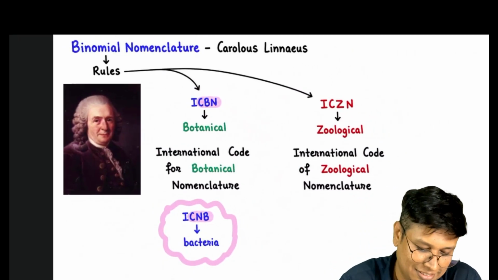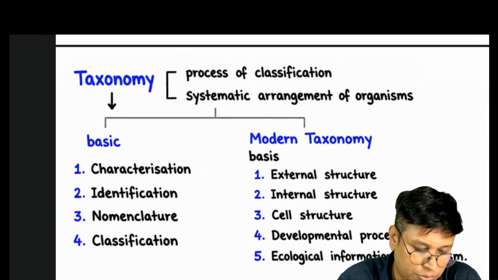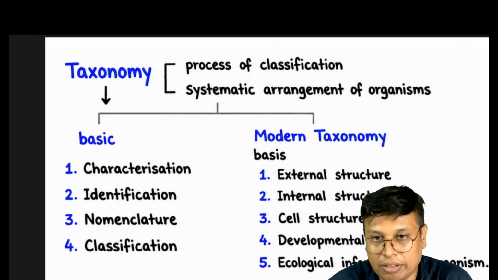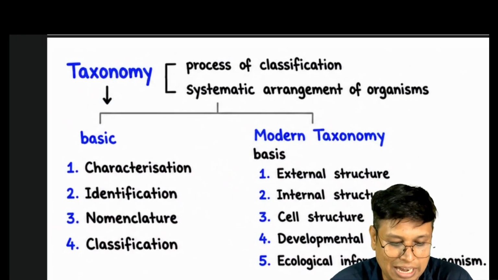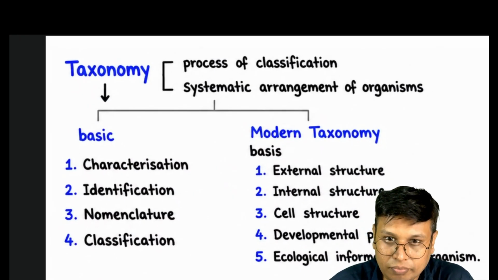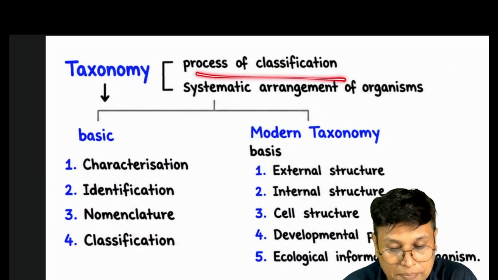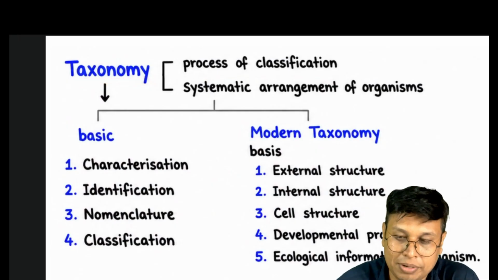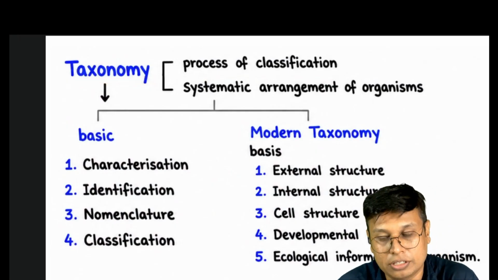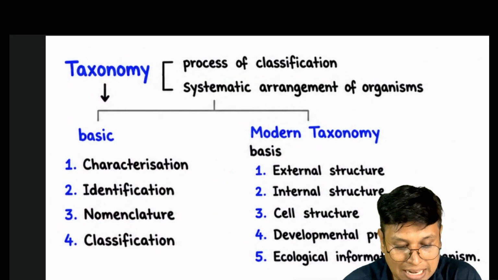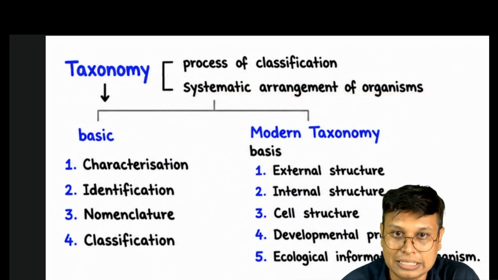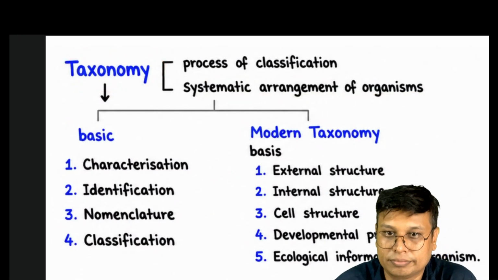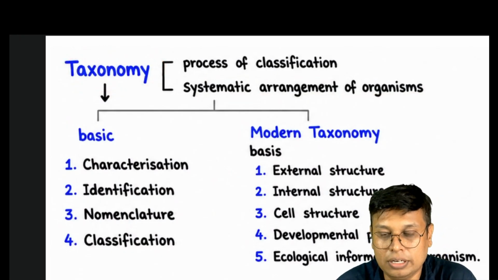Okay. Next, we come to the very important point of this living world, that is classification and taxonomy. The process of classification based on characteristics is called taxonomy. Remember this definition. The process of classification is also called taxonomy, and the systematic arrangement of organisms after that classification is also called taxonomy. These two definitions are very important.